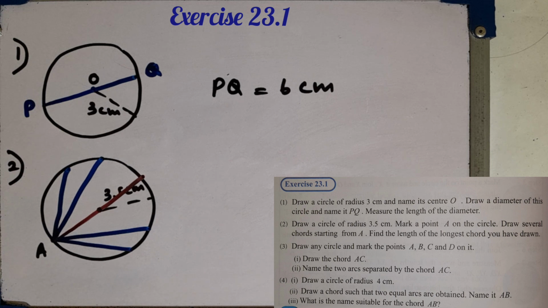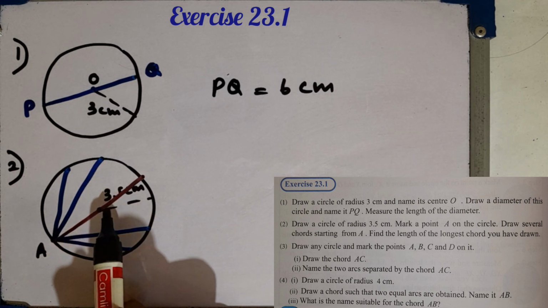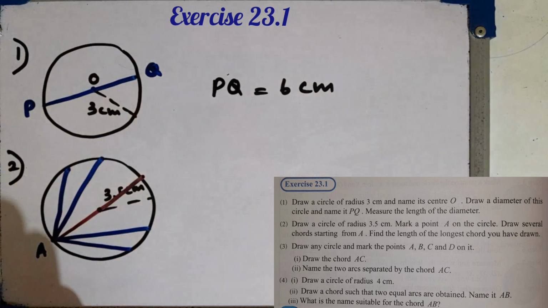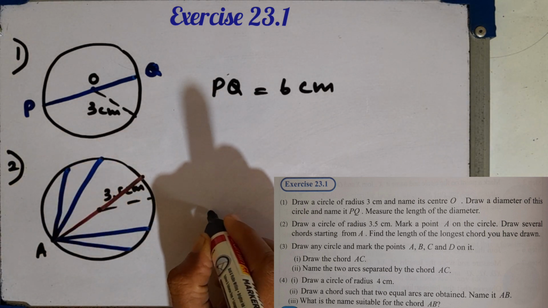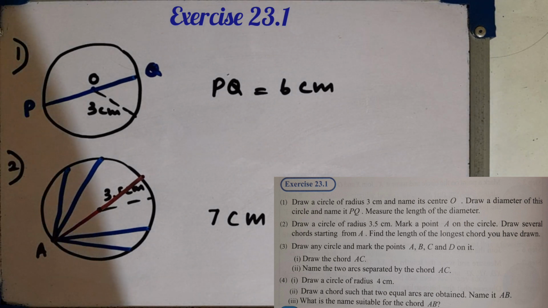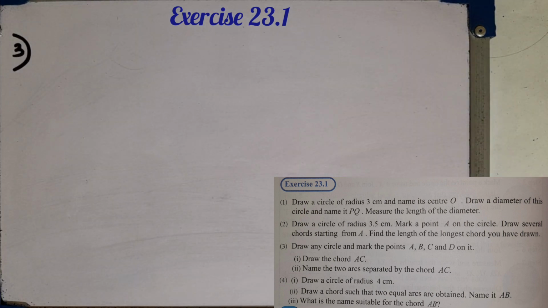So find the length of the longest chord. What will be the length of the longest chord? If the radius is 3.5 centimeters, then the length of the longest chord will be 7 centimeters. This is the answer. In the third question, draw any circle and mark the points A, B, C, D on it.